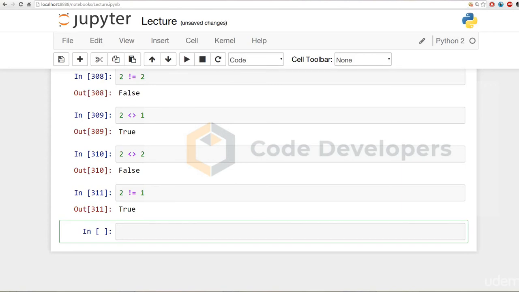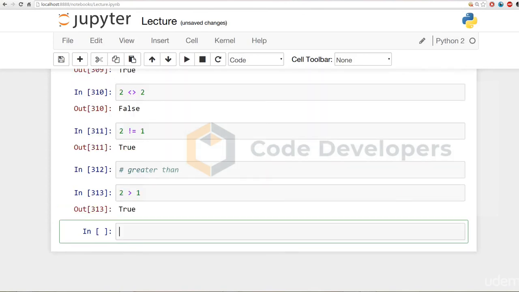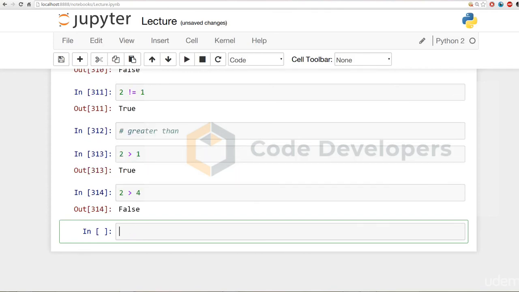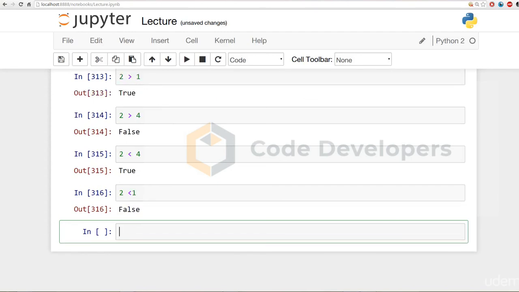Moving along, we're now going with greater than. Is 2 greater than 1? That's true. Is 2 greater than 4? That's false. Similarly, we have less than, so I can say 2 less than 4, and 2 less than 1. That's false. Then we have greater than or equal to, so I can say is 2 greater than or equal to 2? Yes, because 2 is equal to 2. Is 2 greater than or equal to 1? That's also true because it's greater than 1.